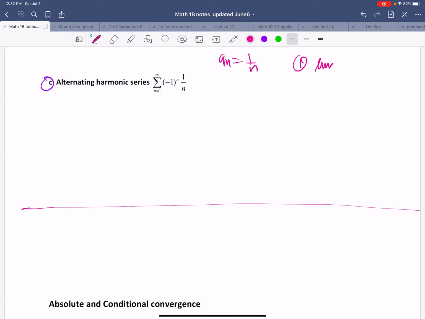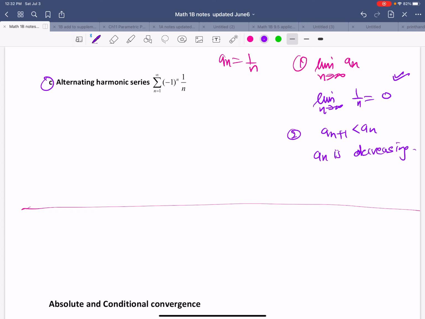So the first condition is the limit as n goes to infinity of a(n), which is the limit as n goes to infinity of 1 over n. This is going to go to 0. So the first condition is met. The second condition was a(n+1) is less than a(n), which is also true in this case. a(n) is decreasing. The next terms are getting smaller and smaller, because if I plug in n as 1, my first term would be 1, second is 1/2, third is 1/3, fourth is 1/4. Although I'm switching signs, I'm going to have a negative, positive, and so on, my terms of a(n) are decreasing. When I think about a(n), I'm only talking about this piece. a(n) is decreasing.